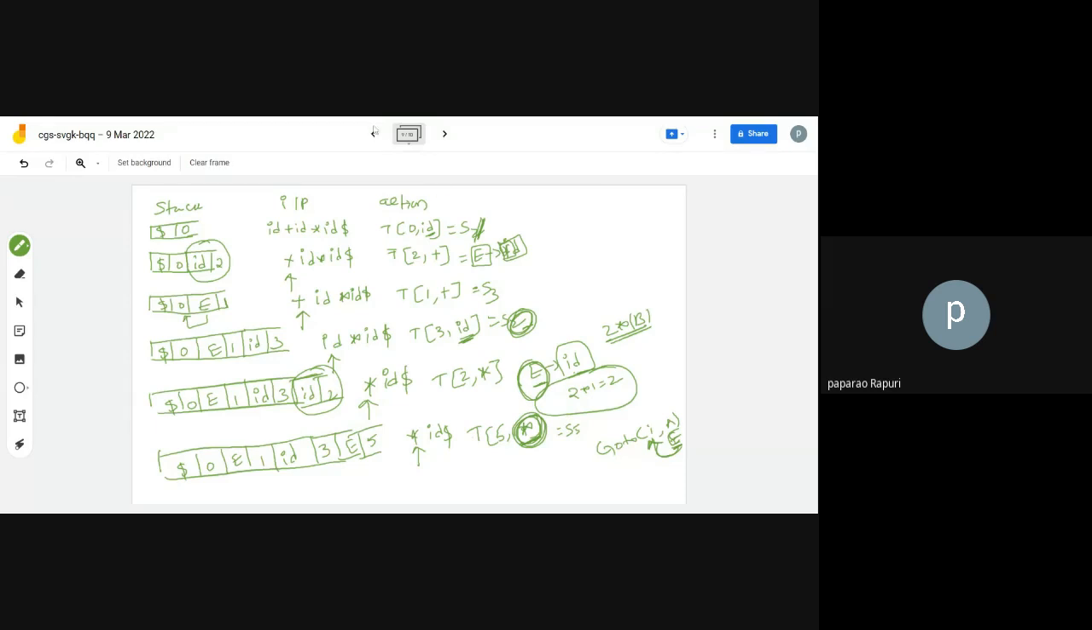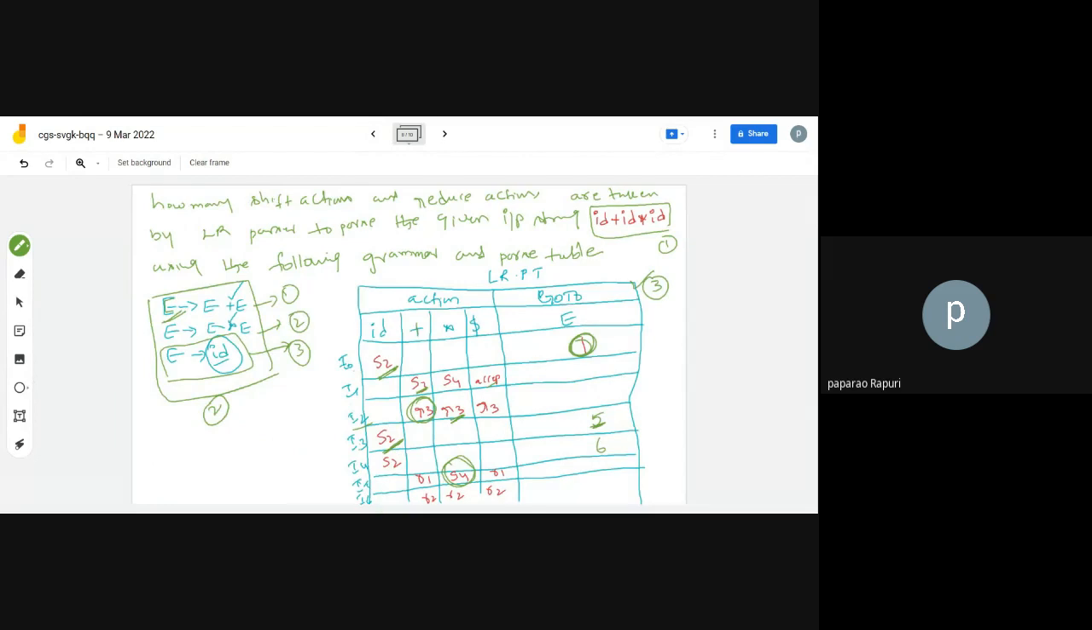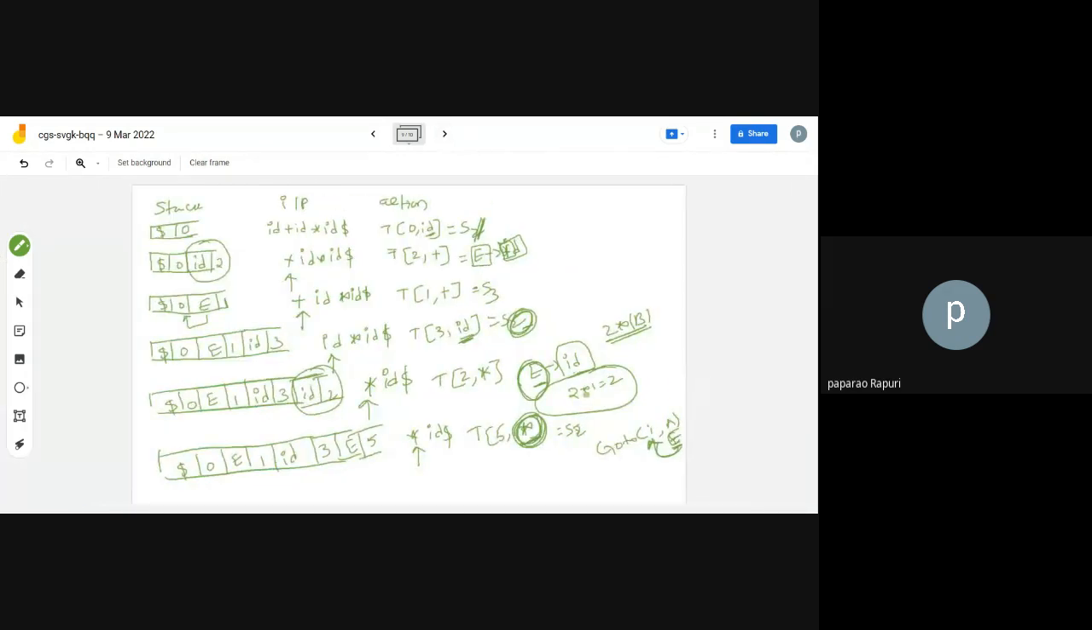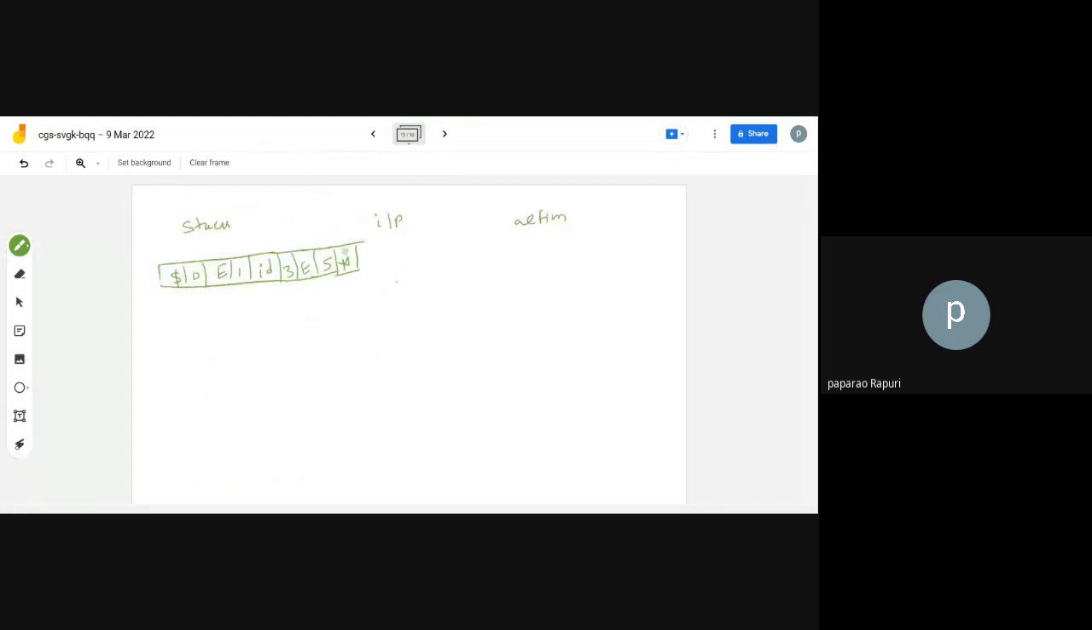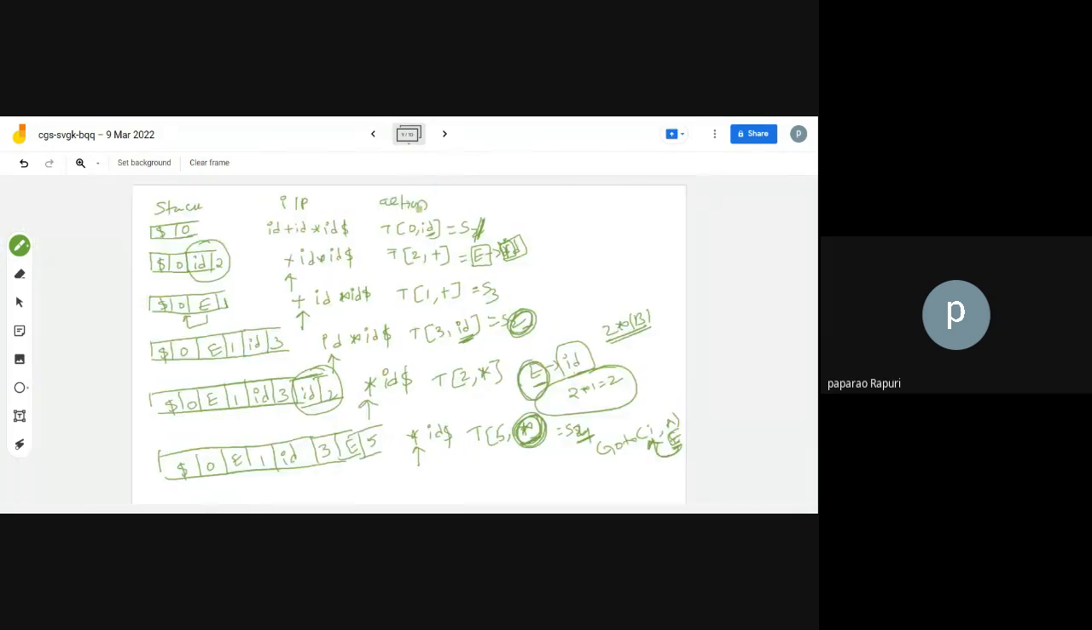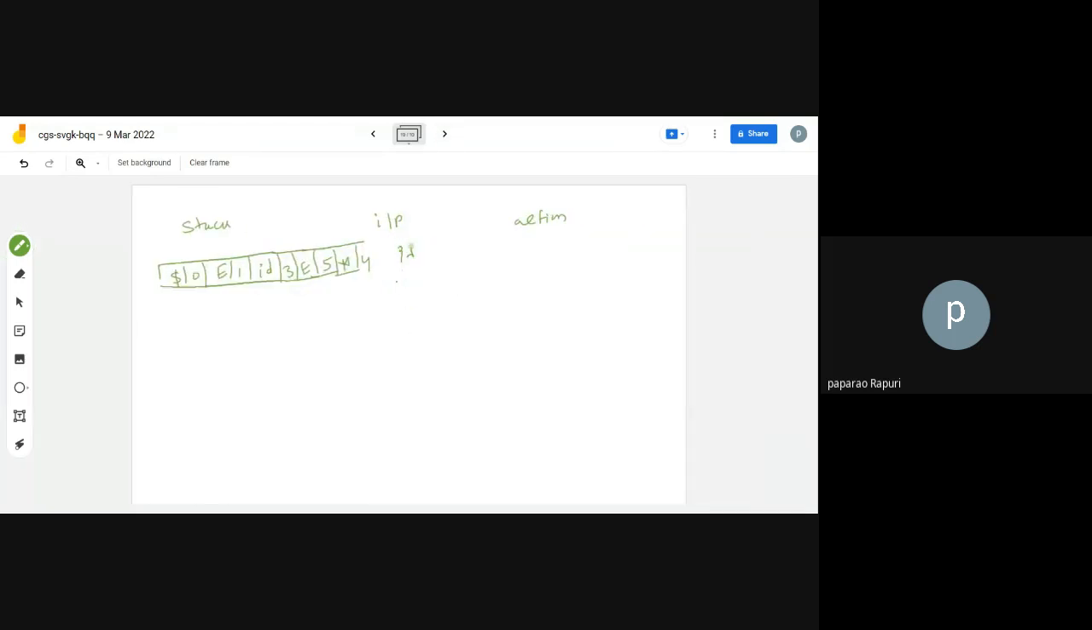The action is S5. Yes, we need to do S2. We'll check once, sir. I5 star. Sorry, that is S4. That means we need to push 4. The input pointer is moved to another symbol, that is ID dollar. Now the input pointer is at ID.